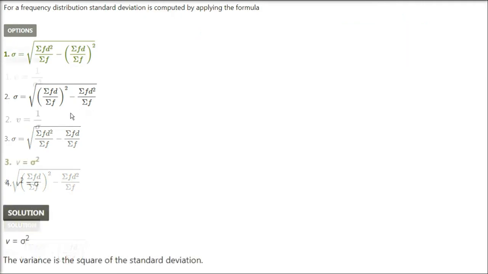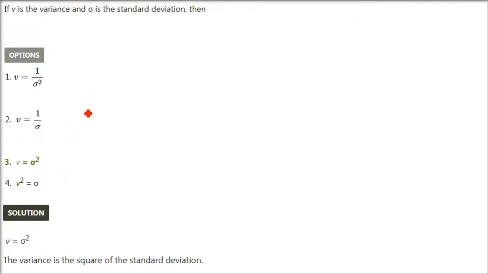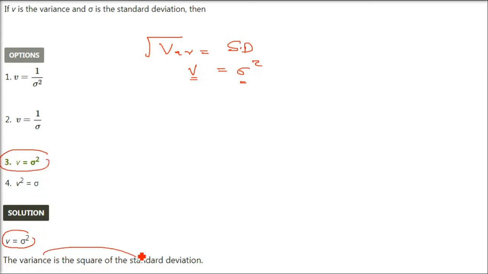Next one is again the same thing which we just did, variance and sigma. So if V is the variance and sigma is the standard deviation, then when you take the root of variance, you get the standard deviation. So if you square both sides, sigma square is variance. So what is the relationship? Variance is equal to sigma square, that is the standard deviation square. The variance is the square of the standard deviation. Third is the answer.